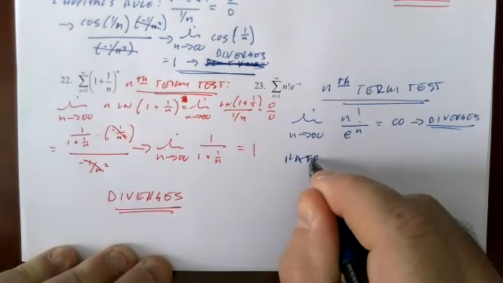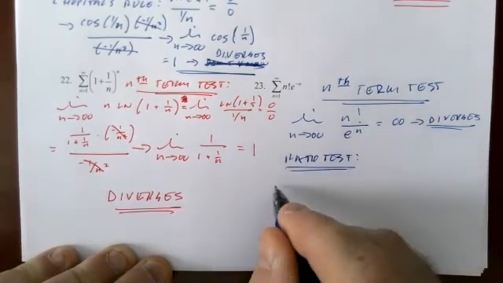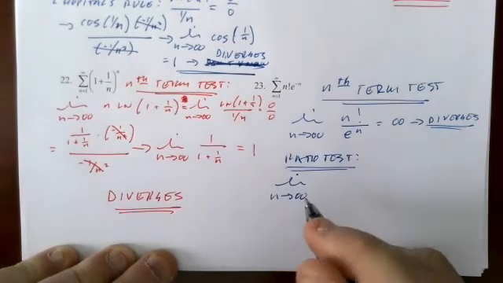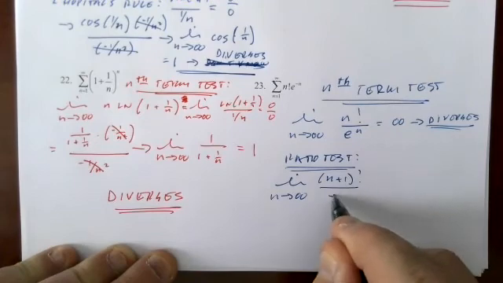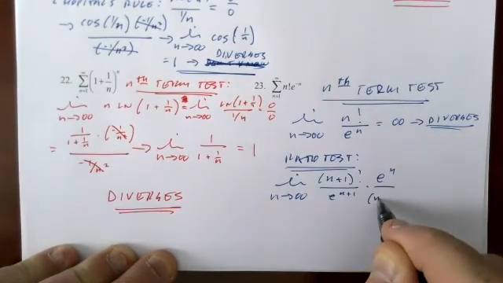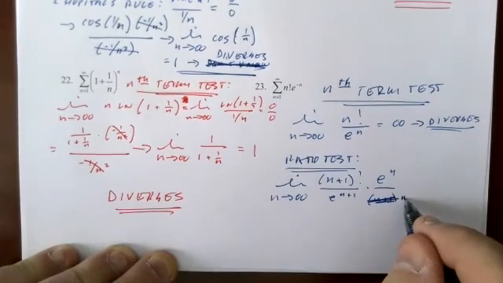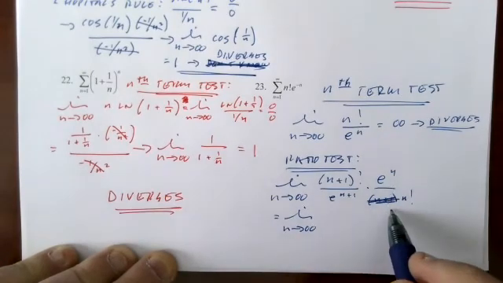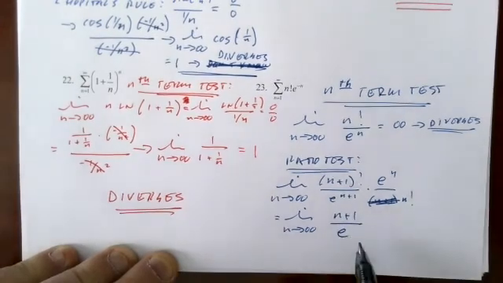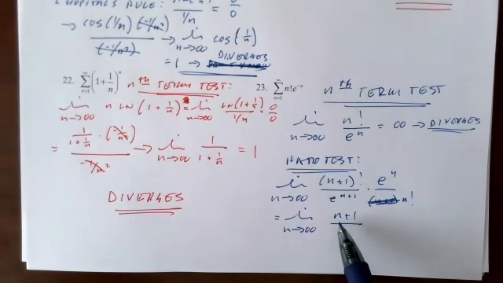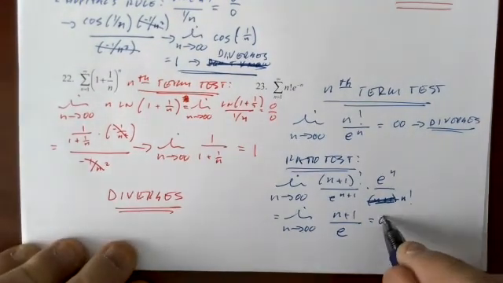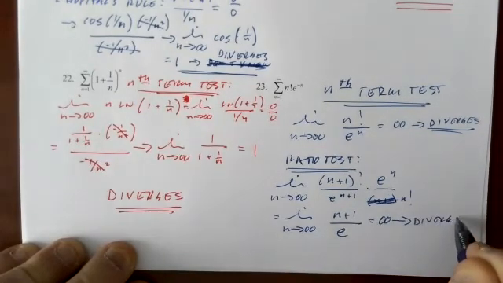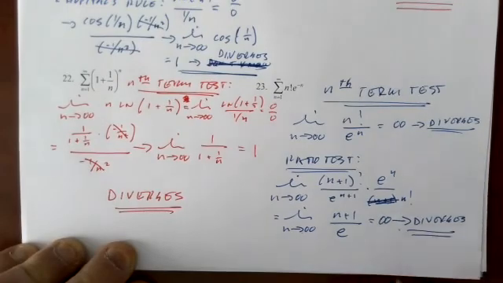Ratio test. Limit as n goes to infinity, (n plus 1) factorial over e to the n plus 1, times e to the n over n factorial, equals limit as n goes to infinity of n plus 1 over e. The limit keeps getting bigger and bigger and bigger, e just stays at e, equals infinity, which means it diverges. Wow, this is freaky, lots of work. All right, 3 to go.